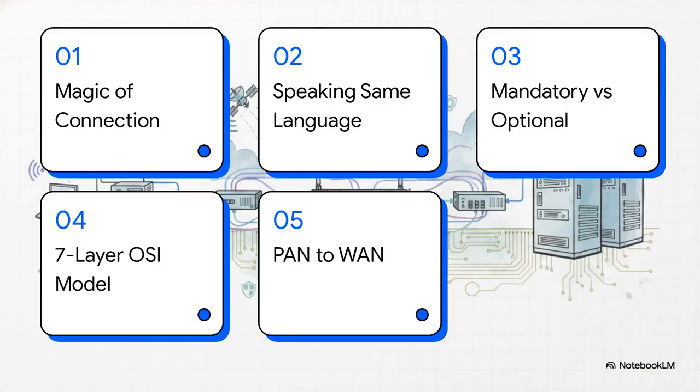So here is the roadmap we'll take today to unpack this invisible infrastructure. We're going to start with the magic of connection, figure out how these machines speak the exact same language, look at the mandatory versus optional rules they follow, break down the famous 7-layer OSI model, and finally we'll scale things way up, going from tiny personal networks to massive wide area ones.